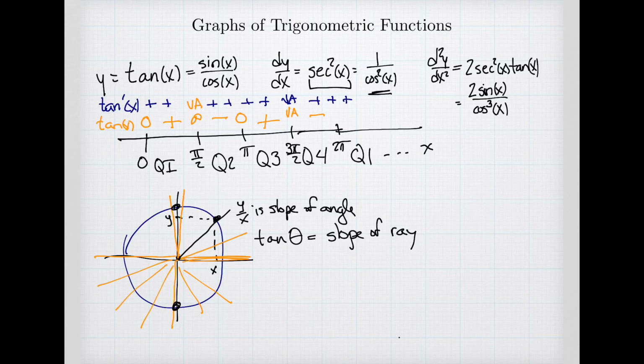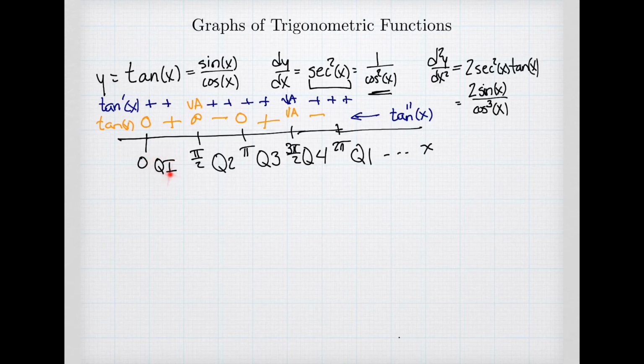When I look at the second derivative, notice I've got the secant squared, which we just did, and is always positive, times the tangent, and we've already done the sign of the tangent. And what this means is the sign of the second derivative is the same as the sign of the tangent. So the tangent's second derivative also has those same signs as the original function. Okay? So let's see if we can figure out what our graph looks like.